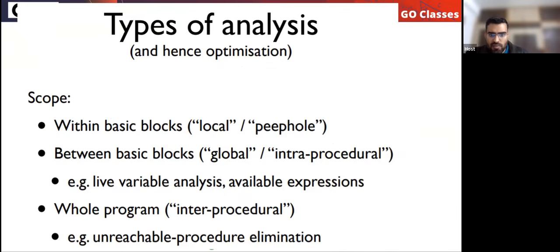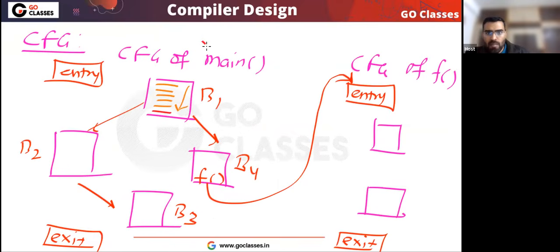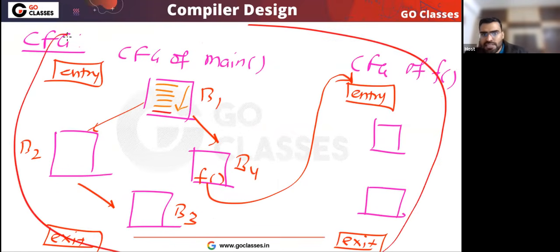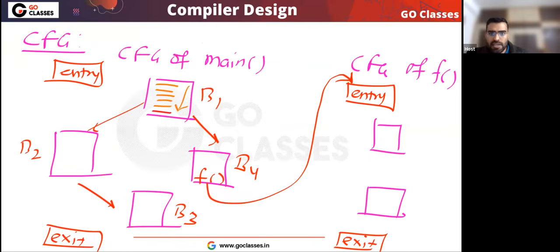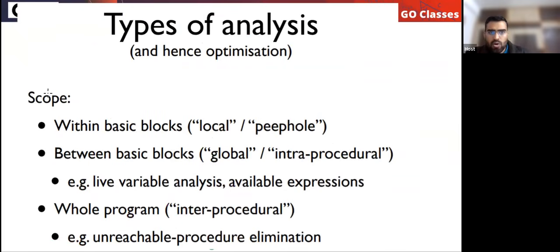Next, inter-procedural. What is that? Can anyone tell me? That is the whole program. If you do optimization across the whole program, that is called inter-procedural optimization. In our syllabus, we have local optimization. This is in the syllabus.